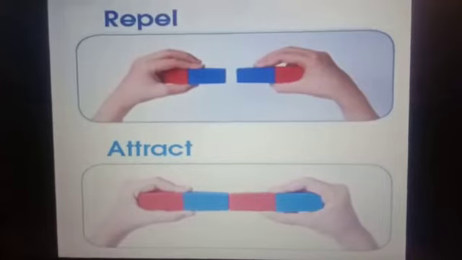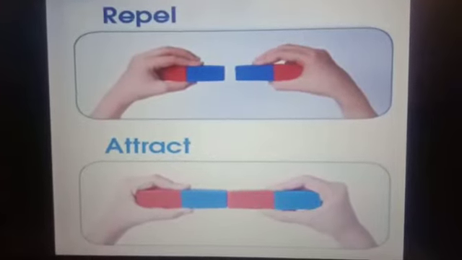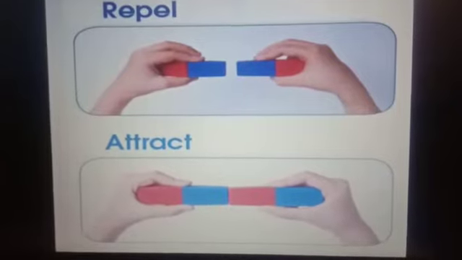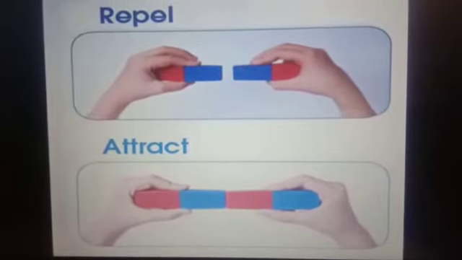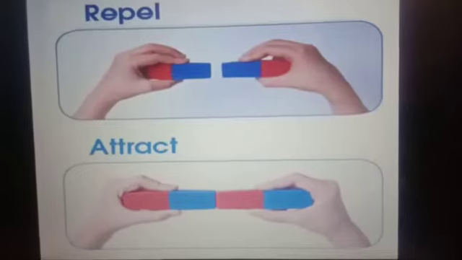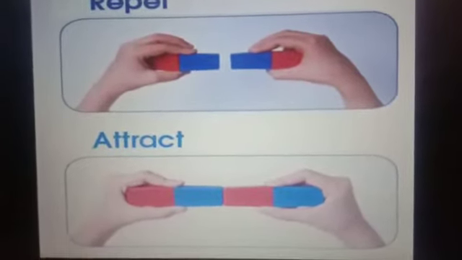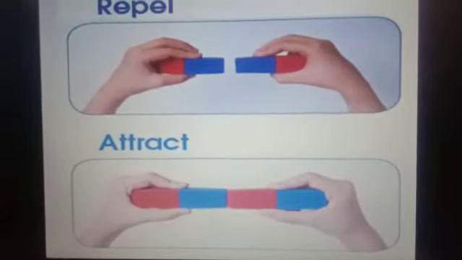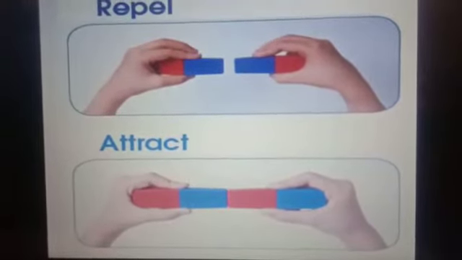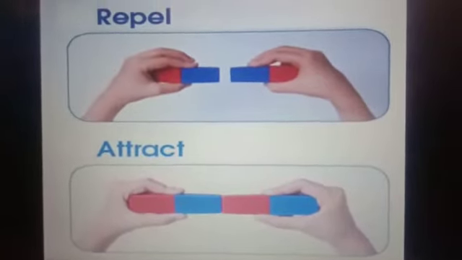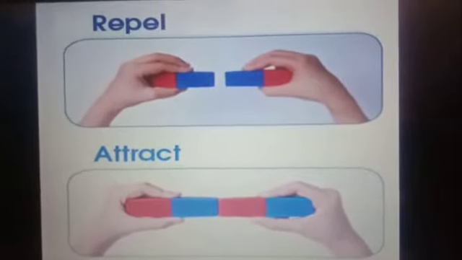First, when we place two magnets in such a way that the north pole of one magnet faces the north pole of the other magnet, then they repel, which means they push away from each other. When the two magnets are placed near each other in such a way that the south pole of one faces the south pole of the other, then also they repel, meaning they push each other away.